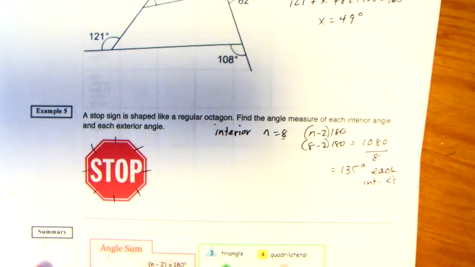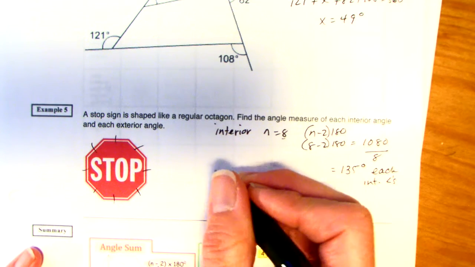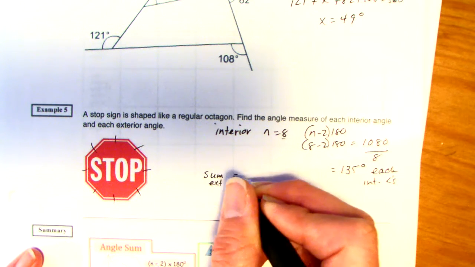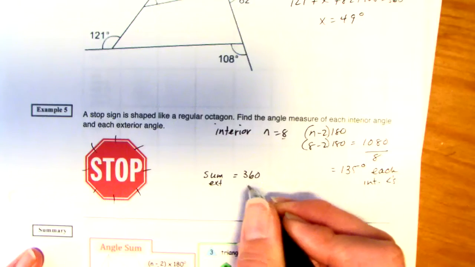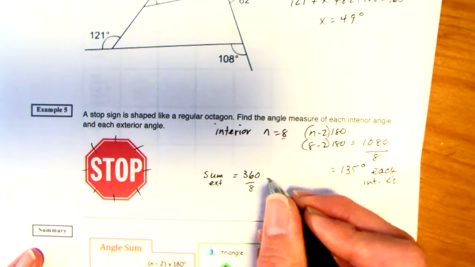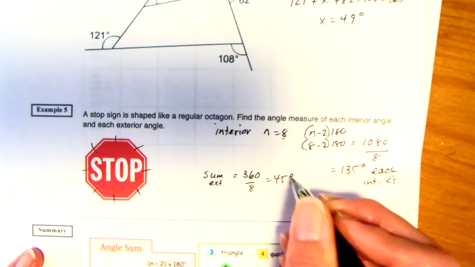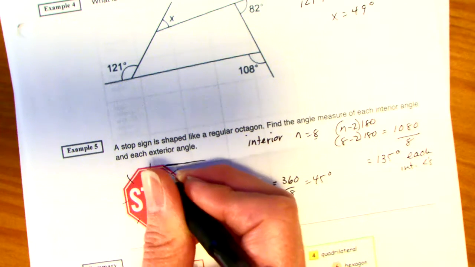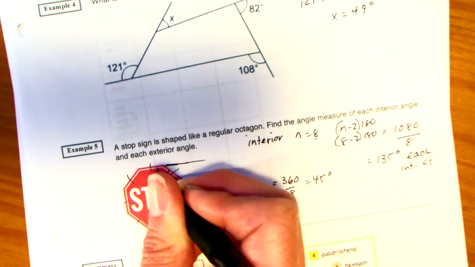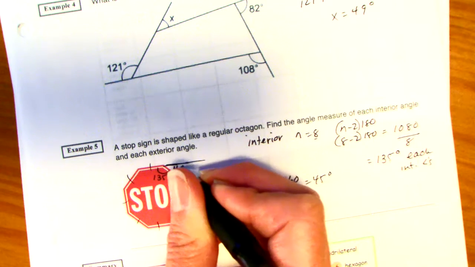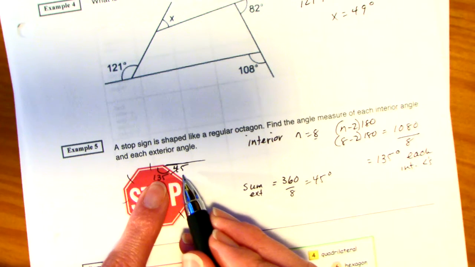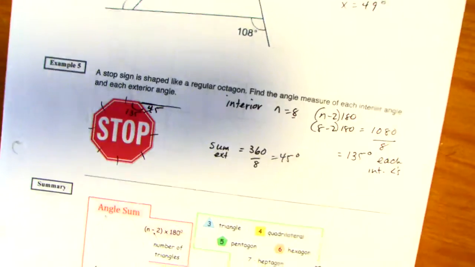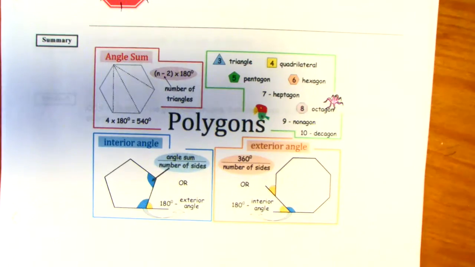Now let's look at the exterior. Remember, the sum of the exterior angles is equal to 360. Divide that by how many we have. We have 8 of them. You're going to get 45 degrees each. And that actually makes sense. Think about it. If I were to extend this, this angle right here is 135. This angle is 45. What will those add up to equal? Straight line, 180.